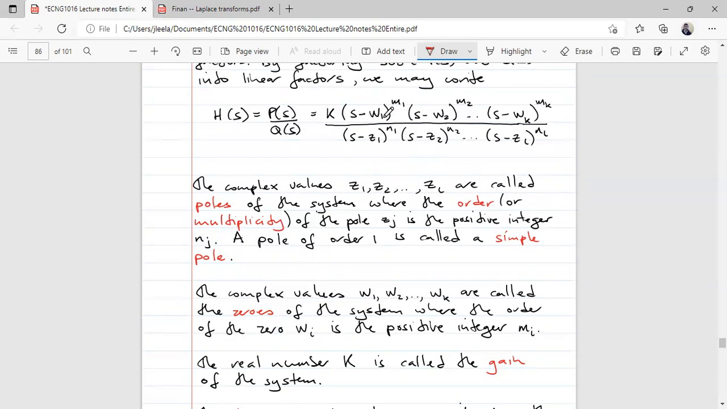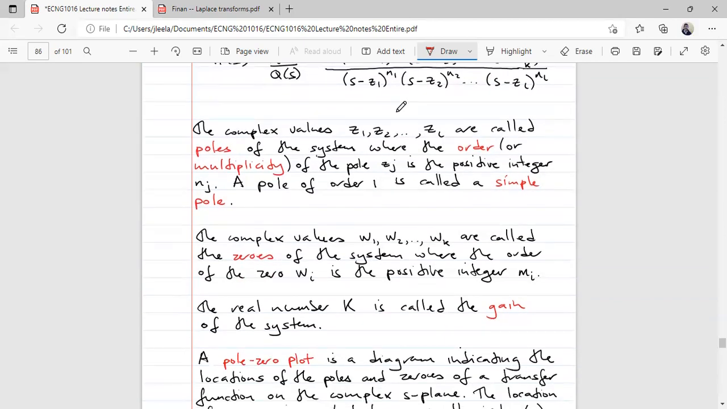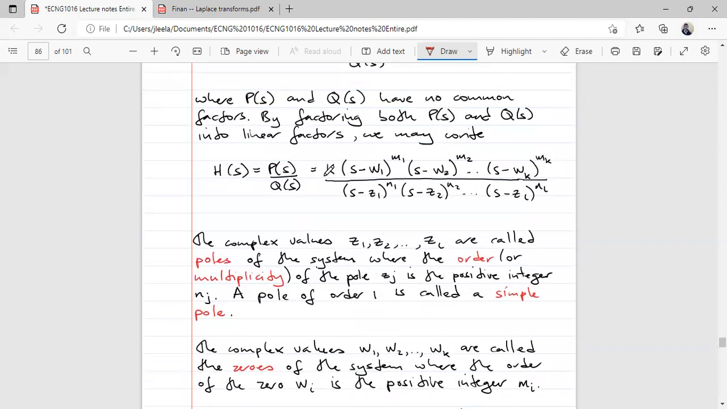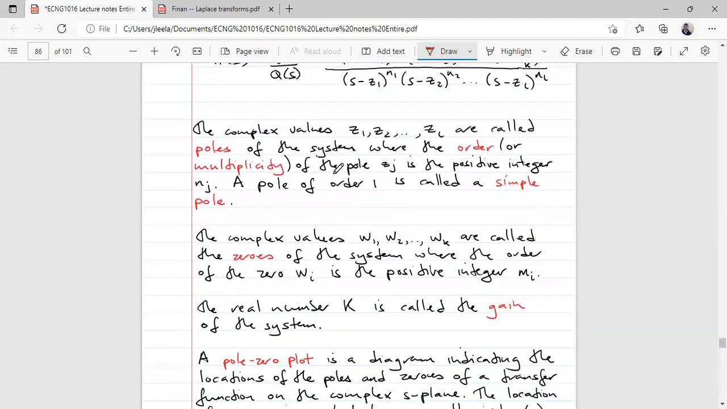they are called the zeros of the system, where the order of the zeros is the positive integer m. So the power will denote the order of the zeros. And this real number that you have as a factor on the outside of the numerator, we call it the gain of the system.